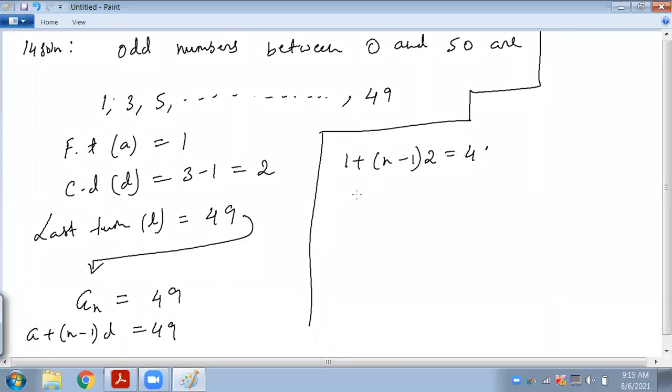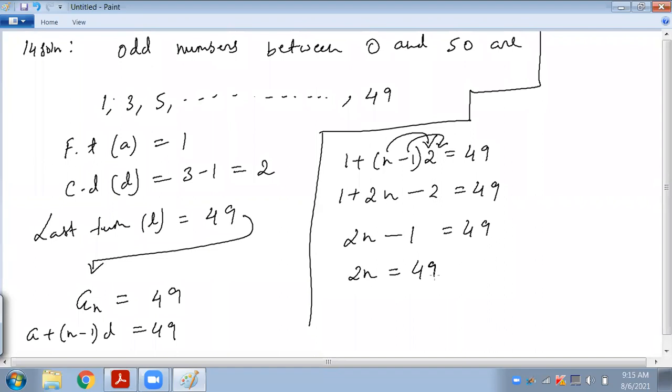Now we can multiply and remove the bracket. So n into 2 will be what? 2n. And minus 1 into 2 will be what? Minus 2. Now we can solve it again. 2n plus 1 minus 2 will be what? Minus 1. Again, solve it. We're going to find n, so take this 1 to the other side, it will become plus 1. Now 2n we got 50, so n will be what? 50 by 2, got it? 25. So that means n we're getting 25.